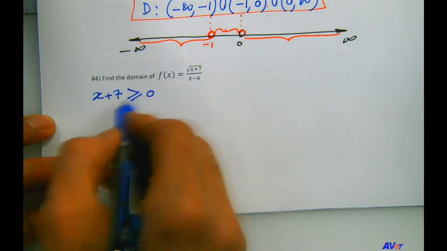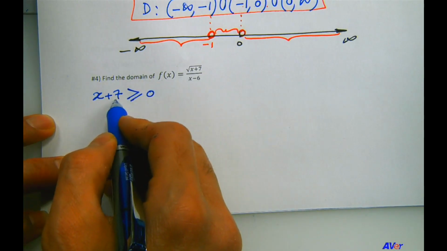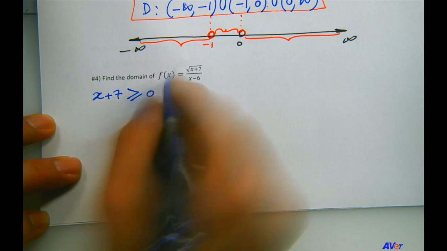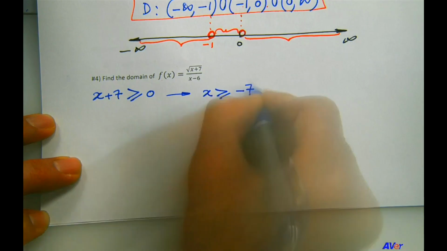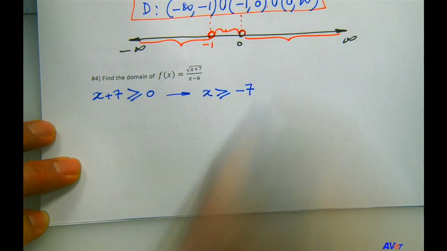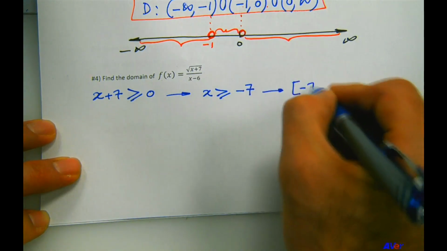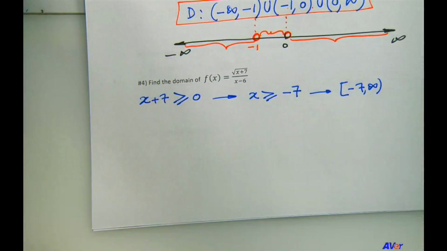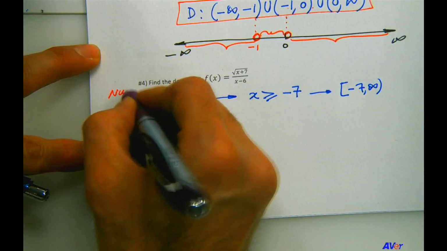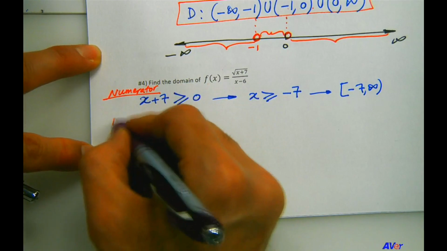This inside can be equal to 0 because it's in the numerator. Or it can be anything positive, but it cannot be negative, right? So let's solve that. So we have x greater than or equal to -7, right? So given the numerator, we have bracket -7 comma infinity, but we're not done yet, right? So let's look at the denominator. So I guess, let me call this numerator, and then the denominator.